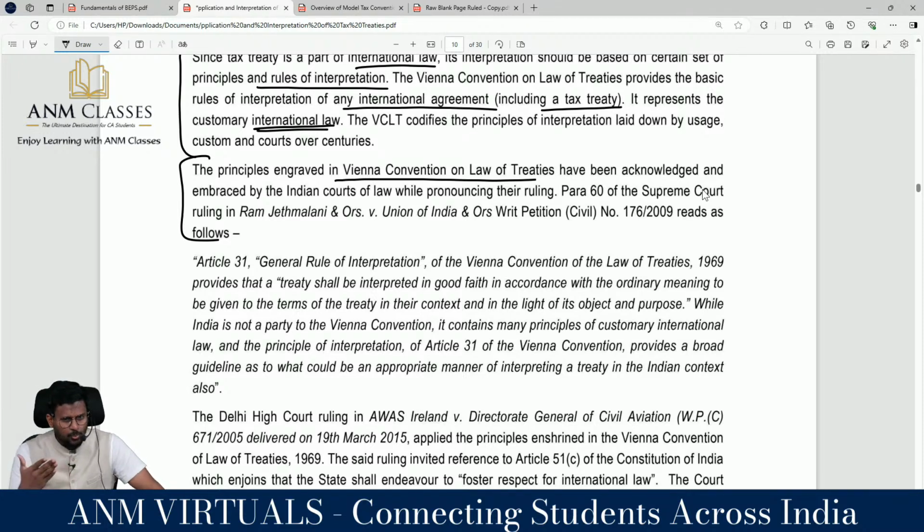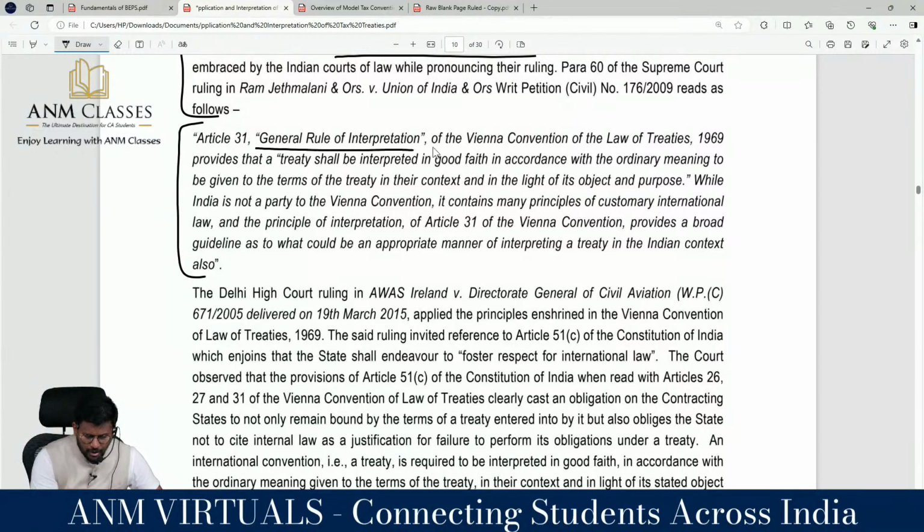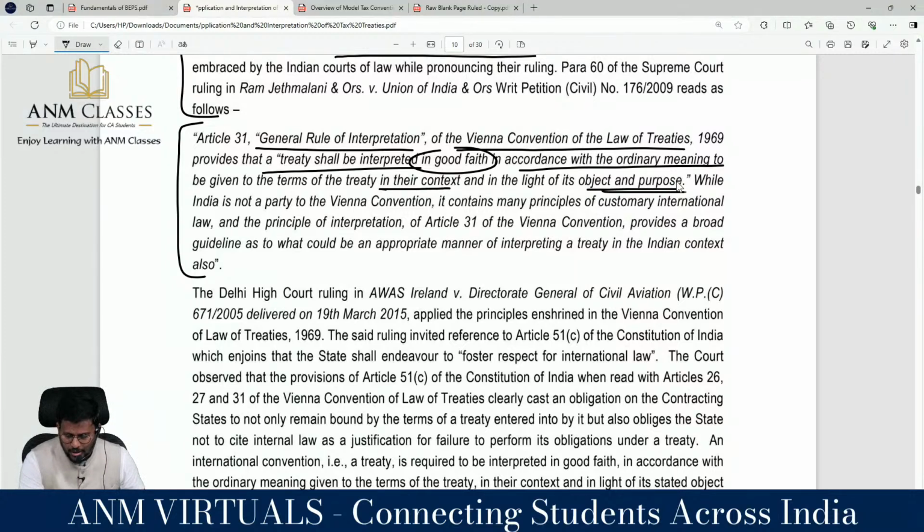Like the Pantasaran case, correct? Interpretation should be in good faith. This is even being referred to by the courts of India. That means we can use the VCLT for interpreting international documents, including Article 31, which we have already completed. The general rule of interpretation of the Vienna Convention of Law of Treaties provides that a treaty shall be interpreted in good faith, in accordance with the ordinary meaning to be given to the terms of the treaty in their context and in the light of its object and purpose. This is the general rule of interpretation, right?